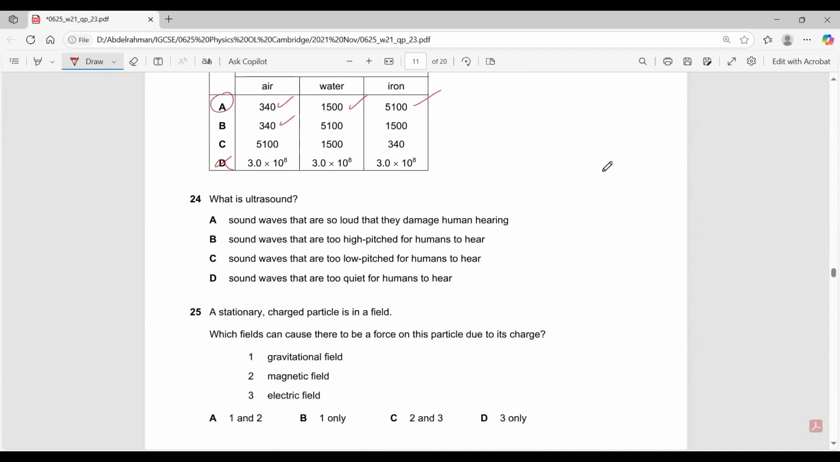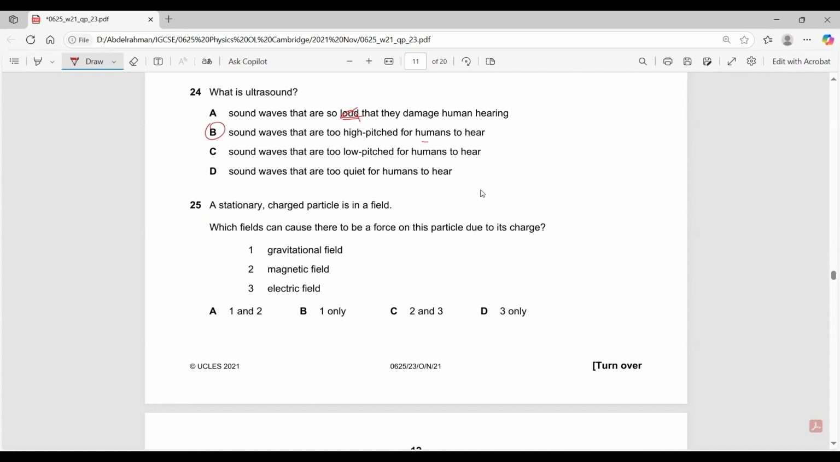What is ultrasound? Sounds that are too high pitched for humans to hear. Yes, they are too high pitched. The frequencies increase. A stationary charged particle is in a field.